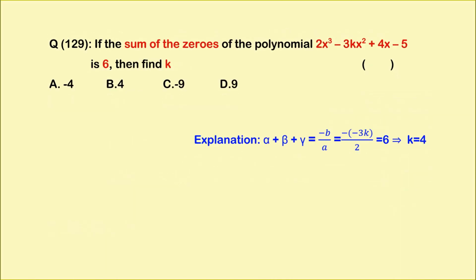Question number 129. If the sum of the zeros of the polynomial 2x cube minus 3kx square plus 4x minus 5 is 6, then find the value of k. We know the formula for alpha plus beta plus gamma is equal to minus b by a. So by taking the values from the above equation, the answer will be like this: minus of minus 3k by 2 is equal to 6. If we multiply 2 with 6, we will get 12. So 12 divided by 3, that is equal to 4. So the value of k is equal to 4. So B is the right answer.